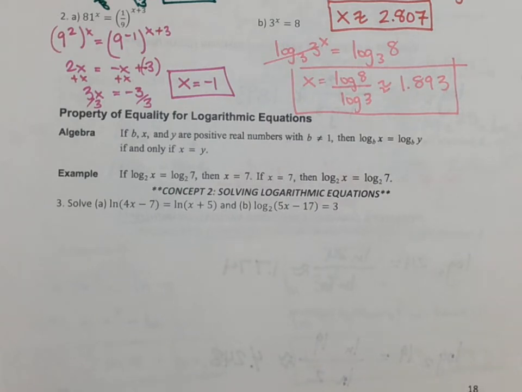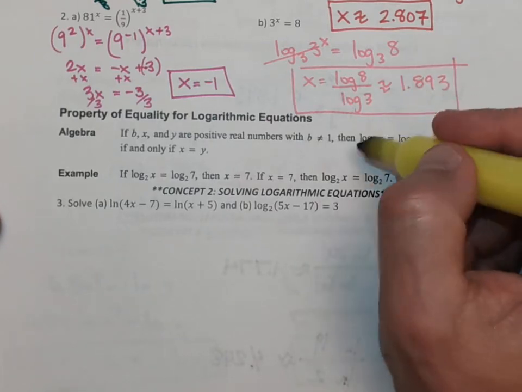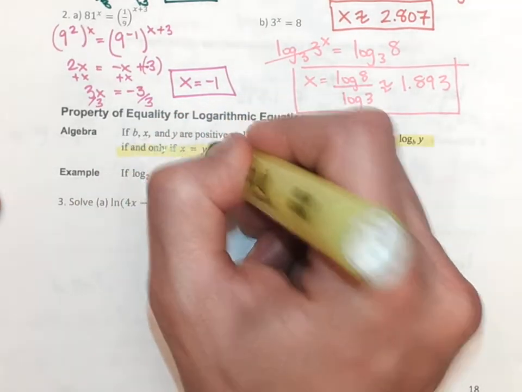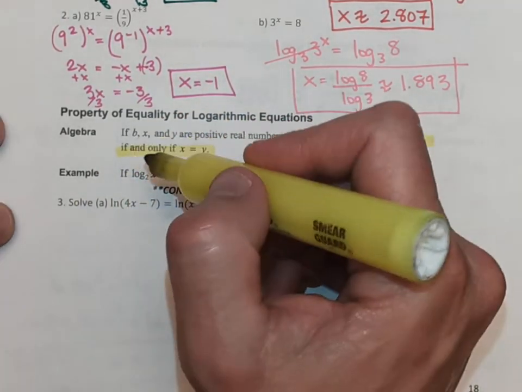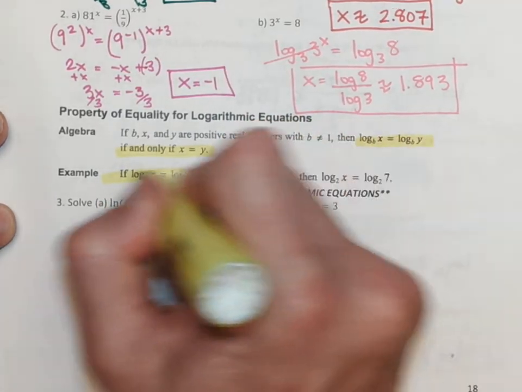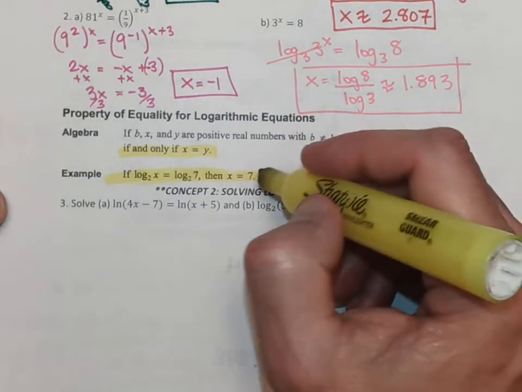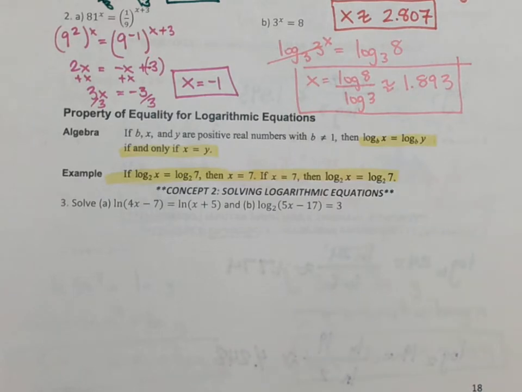Alright, 2A and B are up there on top. There's our answers. Check those out. Make sure those make sense. I'm going to go ahead and move on to our second property of equality, for logarithmic expressions. Log base b of x equals log base b of y if and only if x equals y. So here's our example. Log base 2 of x equals log base 2 of 7 when x equals 7, and vice versa. When x equals 7, then log base 2 of x equals log base 2 of 7.